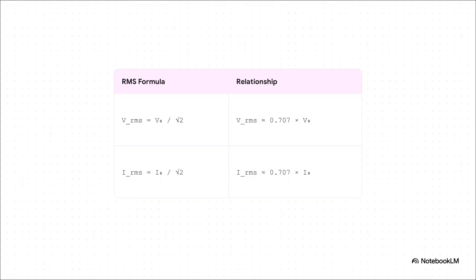And you know what? The math to find it is super simple. The RMS value is just the peak value divided by the square root of 2. That's it. It works out to be about 70.7% of the peak. And here's a fun fact. When the electricity supply to your home is listed as, say, 230 volts, that's the RMS value. The actual peak voltage is way higher. It's jumping all the way up to about 325 volts during each cycle.